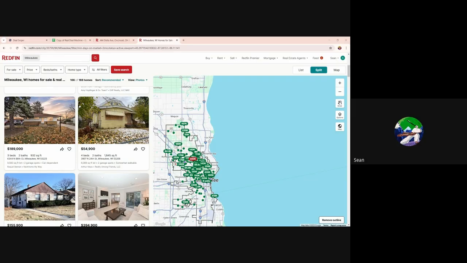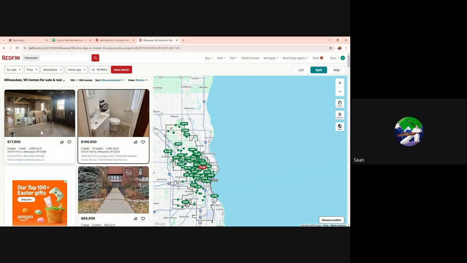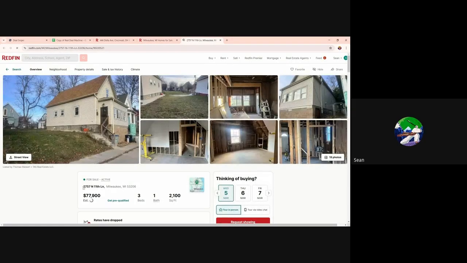I'll show you what I'm talking about with Deal Sniper Direct. So let me get this address. So as we can see, this house needs work, a lot of it.